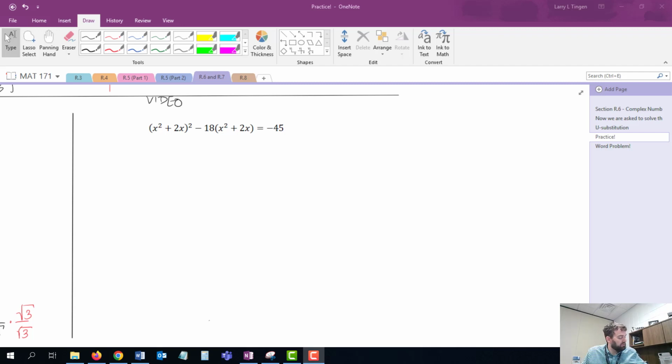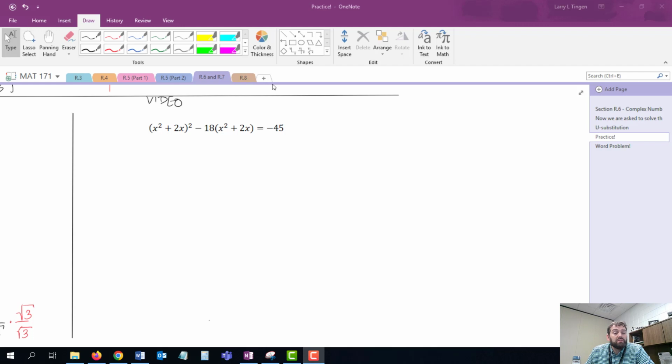Last question in the R6, R7 notes under the practice page, we have... what in the world is going on in my brain? Quantity x squared plus 2x closed quantity all squared minus 18 quantity x squared plus 2x closed quantity equals negative 45. If you notice, there is no square on this middle term. So if your notes have it different here, there's not supposed to be a square here.